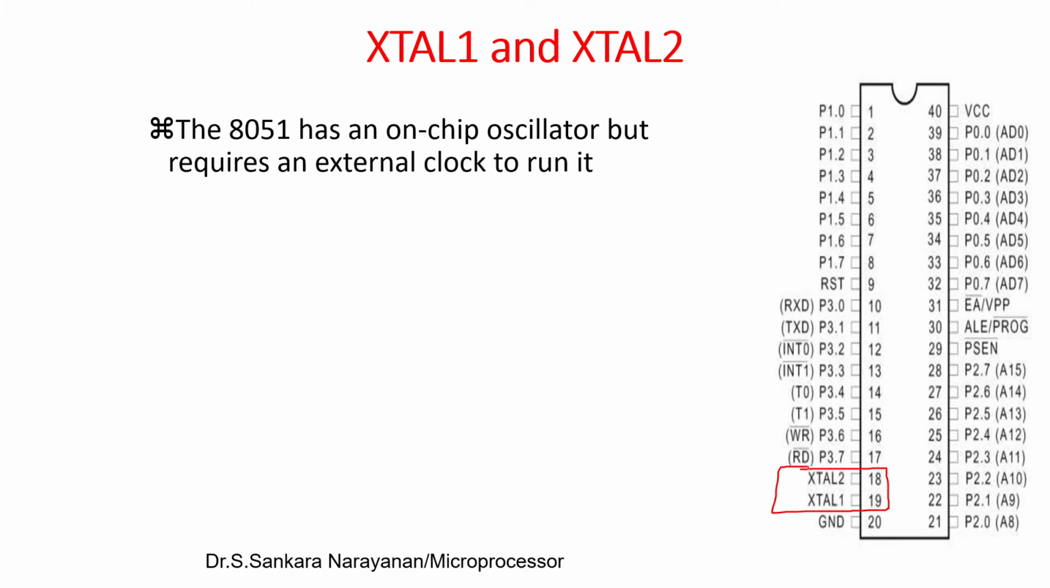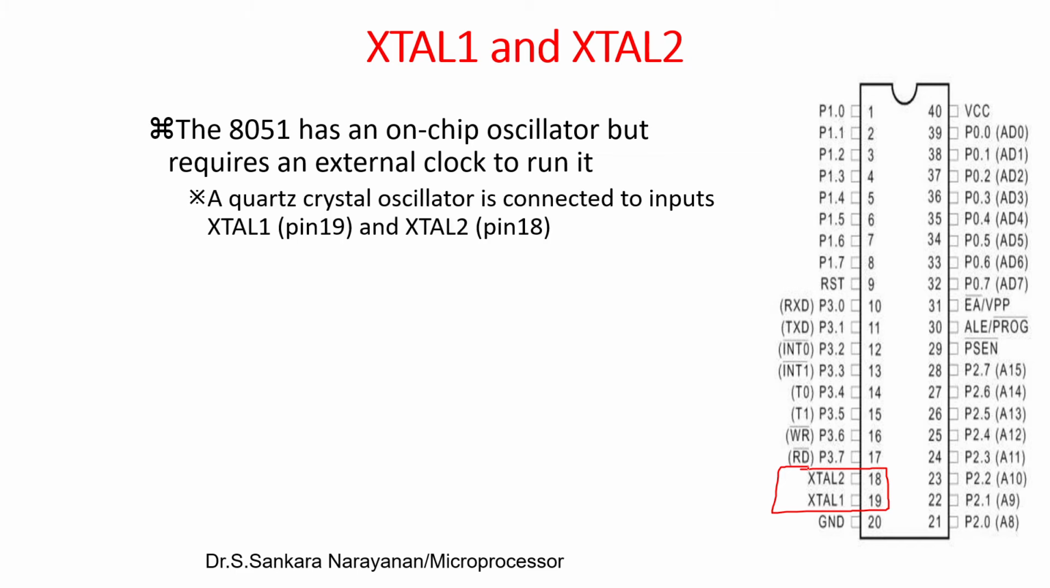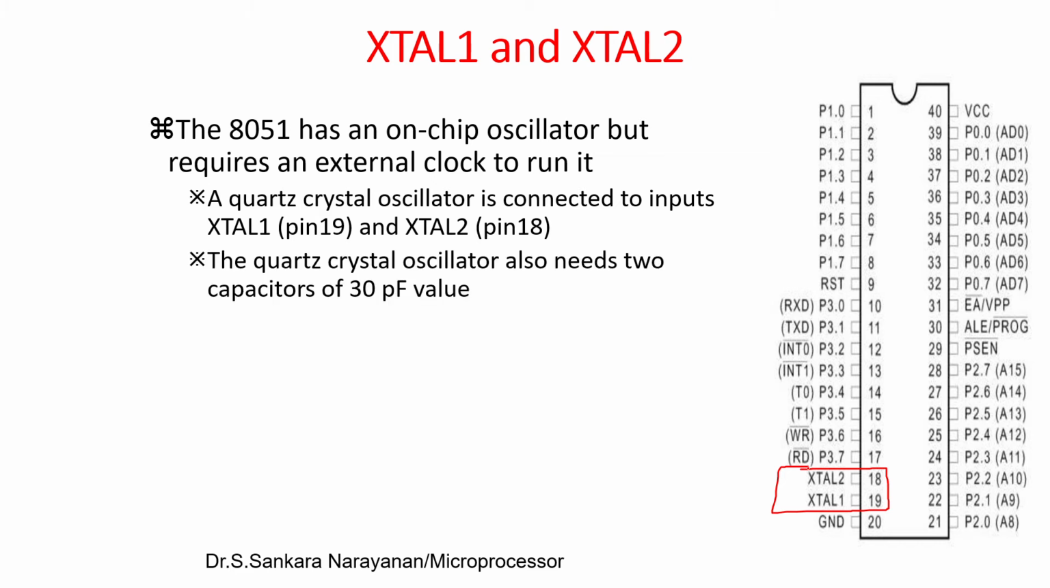As I told, the 8051 has an on-chip oscillator, but it requires an external clock to run the oscillator. For that we have two signals, XTAL2 and XTAL1. The type of crystal oscillator we are using is a quartz crystal oscillator that is connected to inputs XTAL1 and XTAL2. And the quartz crystal oscillator also needs two capacitors of 30 pF value.